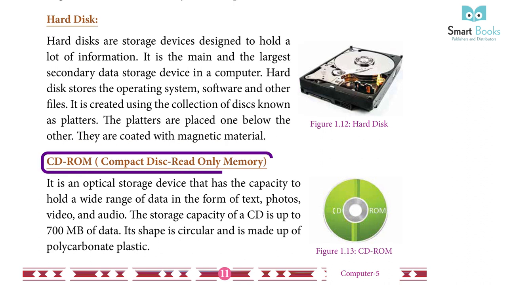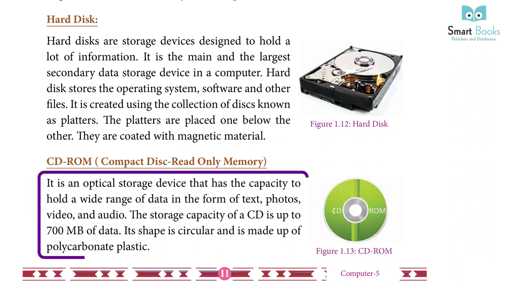CD-ROM. Compact disc, read-only memory. It is an optical storage device that has the capacity to hold a wide range of data in the form of text, photos, videos and audio. The storage capacity of a CD is up to 700 MB of data. Its shape is circular and it is made up of polycarbonate plastic.